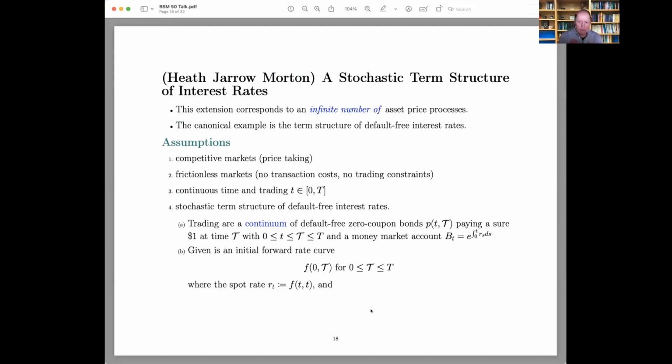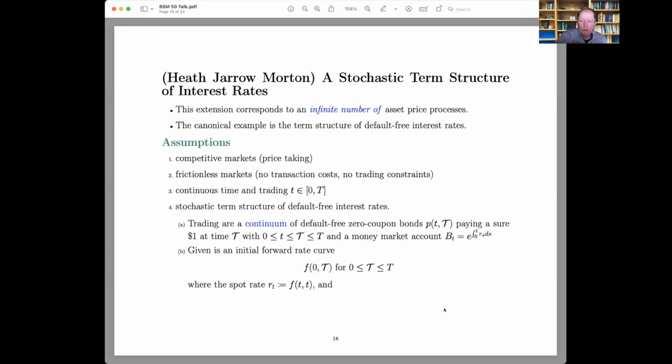All right, HJM, stochastic term structure of interest rate. What's really here the extension that's significant? That you have an infinite number of price processes trading which are correlated and related to each other. There's a term structure. And of course, the canonical example is on the term structure of interest rates.